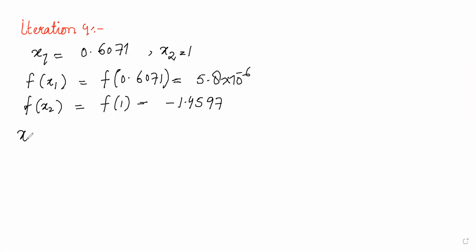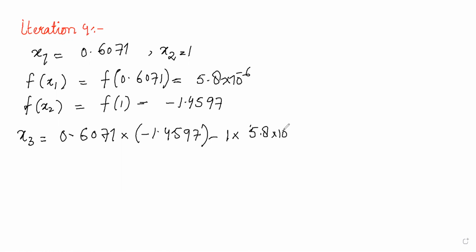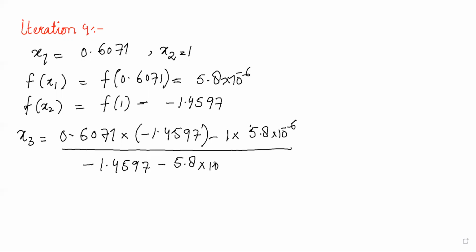With these values, we find the value of x3 again. x3 is equal to (x1 f2 minus x2 f1) divided by (f2 minus f1). So x1 is 0.6071 multiplied by f of x2, that's minus 1.4597, minus x1 into f of x2. Now we have x2 equal to 1, multiplied by f of x2, that's 5.8 into 10 raised to power minus 6, whole divided by f of x2 minus f of x1, that's minus 1.4597 minus 5.8 into 10 raised to power minus 6.